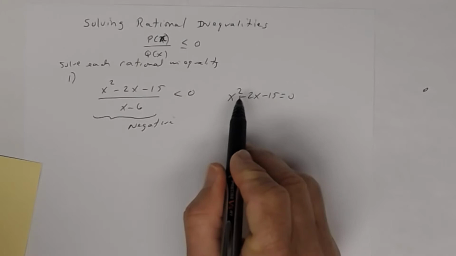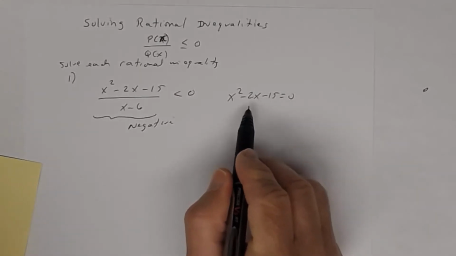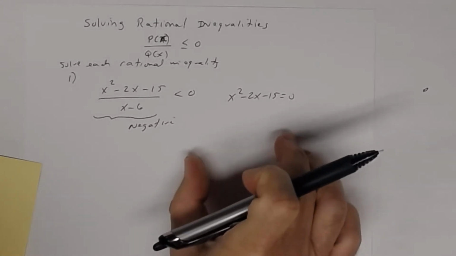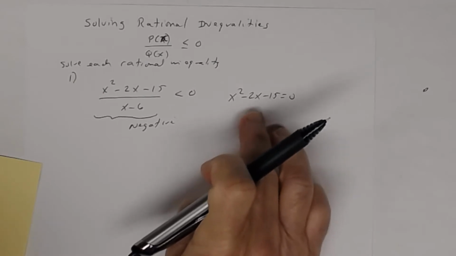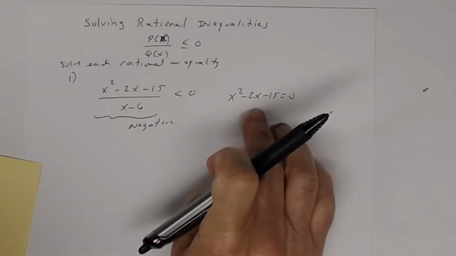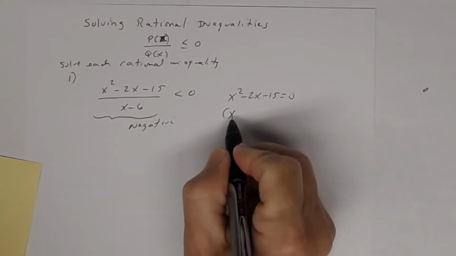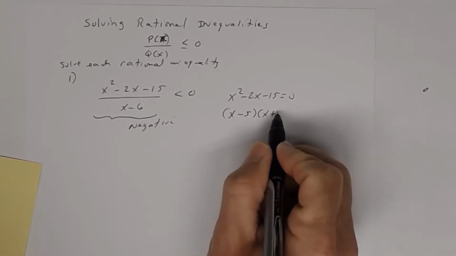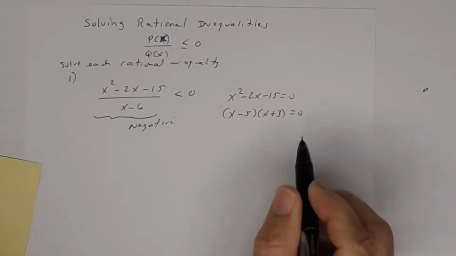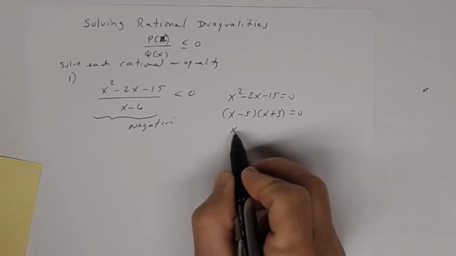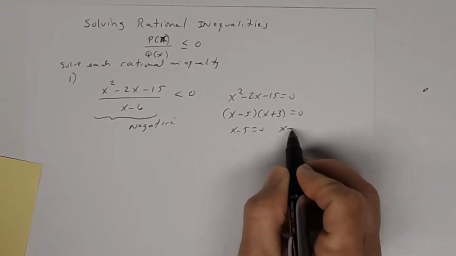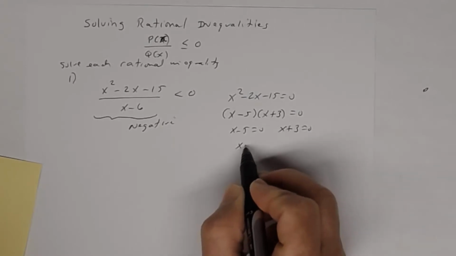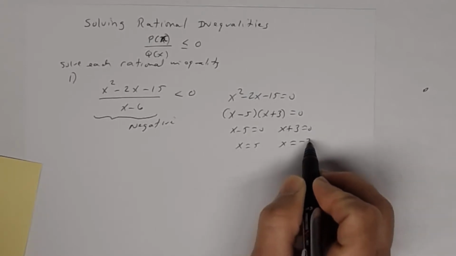Now notice this is a quadratic equation. In the problems that we're going to look at, when you get to this point right here, this will be factorable. So let's go ahead and factor this. So we're going to get x, what's that going to be? x minus 5, x plus 3, equals 0. Then we're going to set each of those factors equal to 0 using the zero factor property. And so I get x to be 5, x to be negative 3.